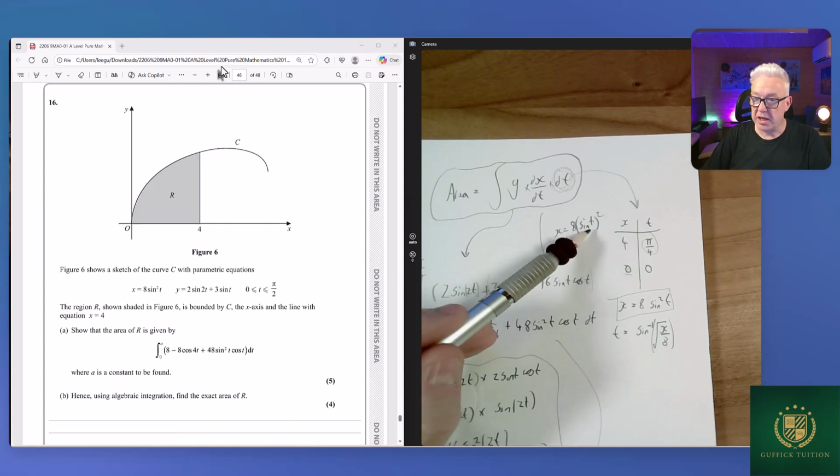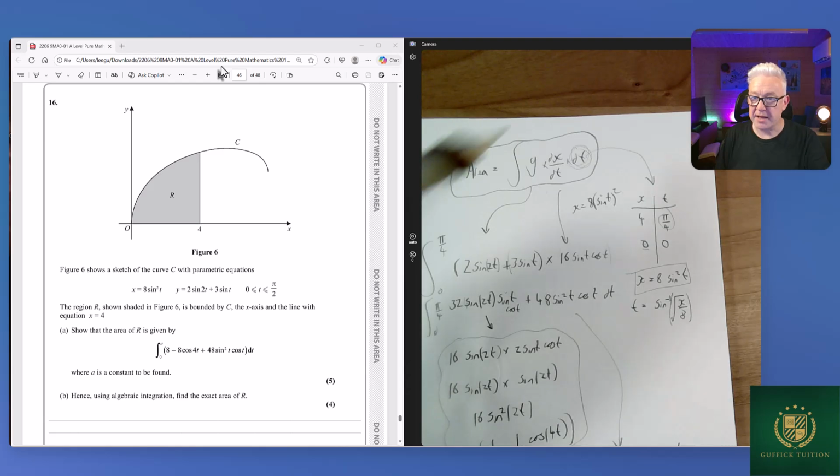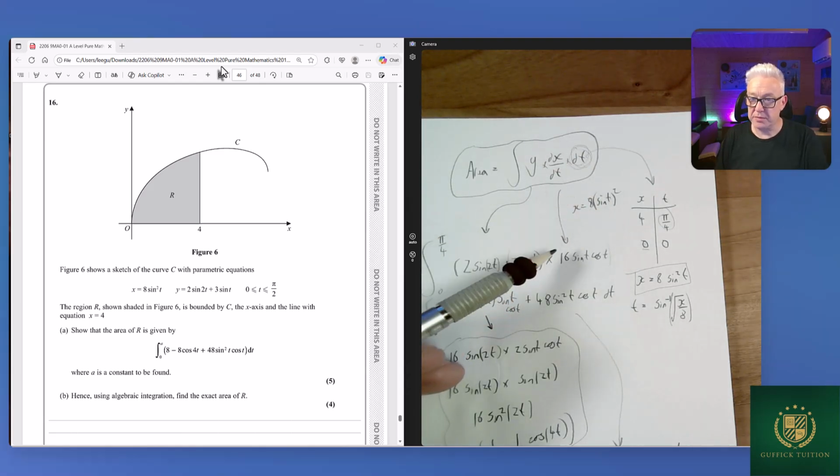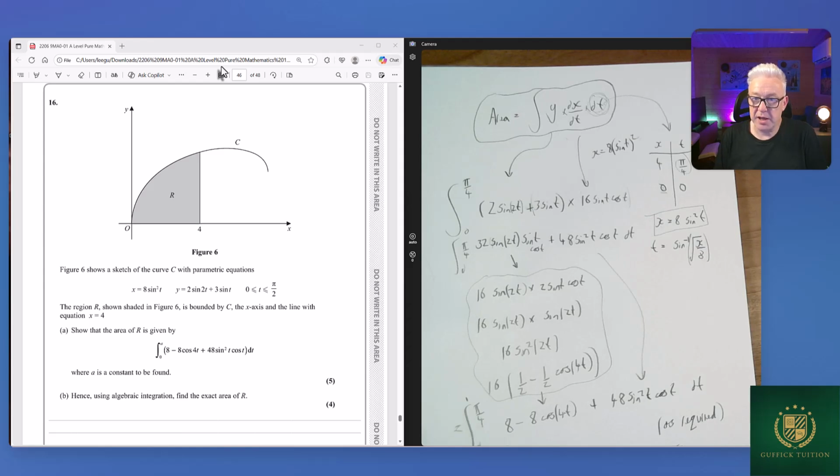And the inner function here is sine. Okay, so that becomes cos. So using the chain rule, our x equals 8 sine squared t becomes 16 sine t cos t. Okay, so that's the beginnings there. So let's see what we've got to do now.